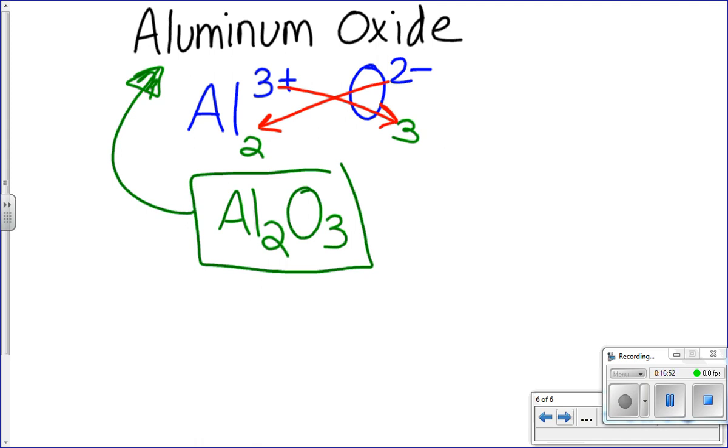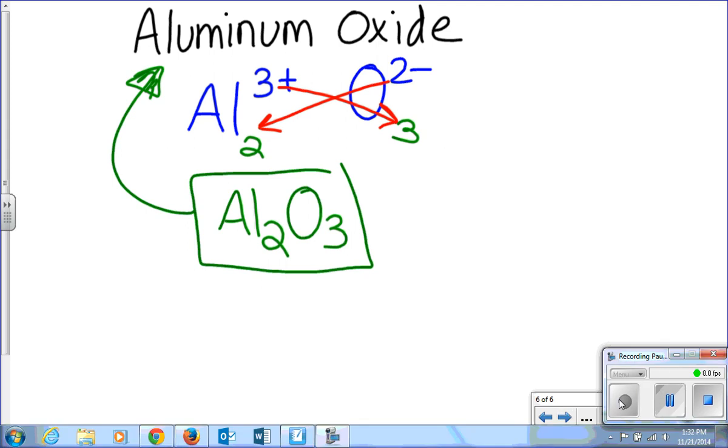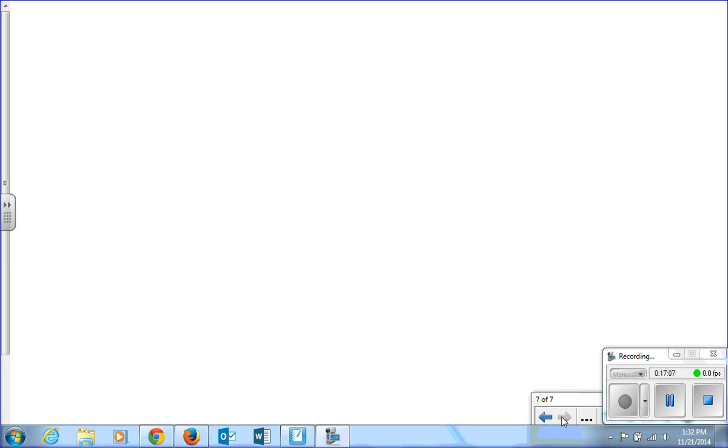Let's do another one. Let's do iron 3 oxide. Alright, let's do iron 3 oxide. And this one kind of throws a kink in there.